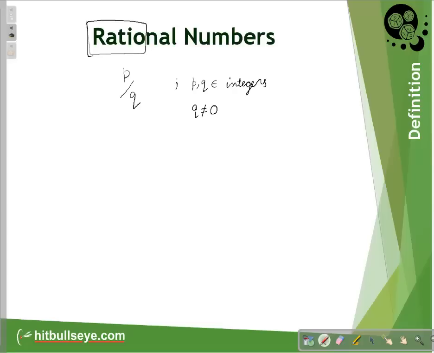There can be one more definition. See, that was the fractional form. Now, if we talk about decimal form, any number which is terminating decimal or non-terminating but repeating, these two types come under rational numbers.